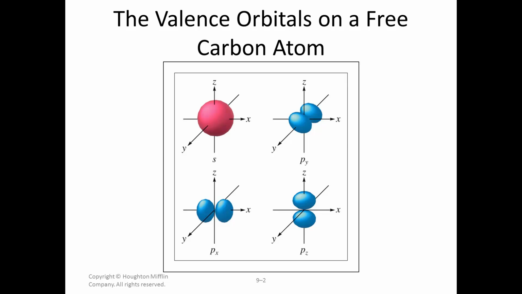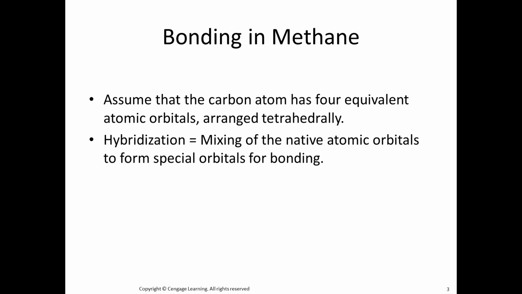But methane is known to have 4 equivalent bonds tetrahedrally arranged, which means that our atomic orbitals must change into hybrid orbitals. We mix the native atomic orbitals to form these special orbitals for bonding.